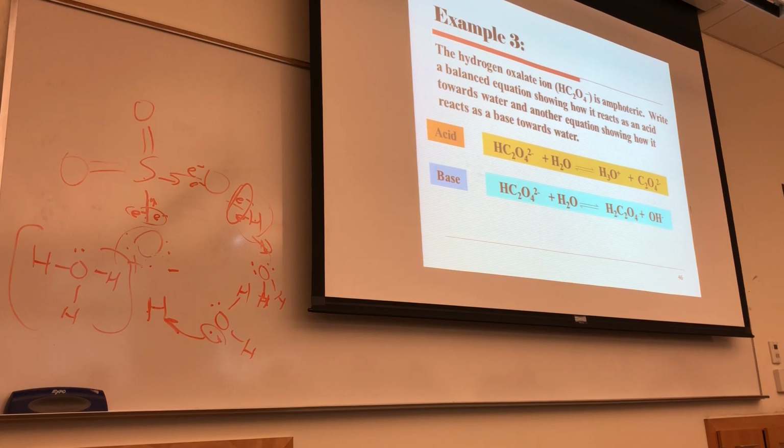Let me make sure I say the right thing. Write a balanced equation showing how it reacts. I would say if it's amphoteric, you should write the double arrows because you could presume that it's going to be weak for both. Okay.